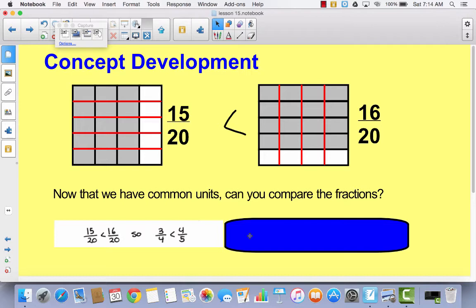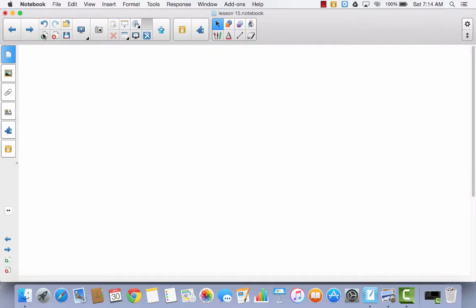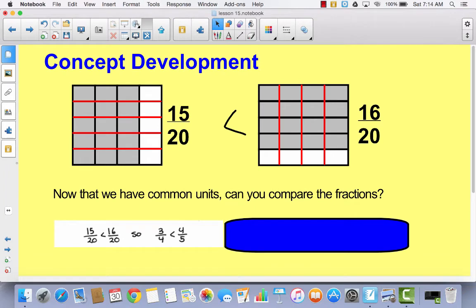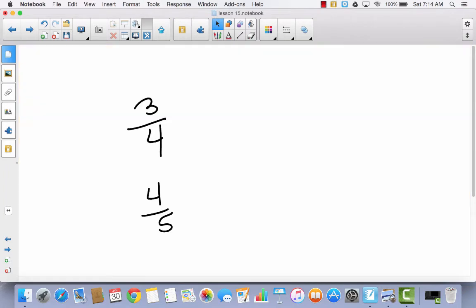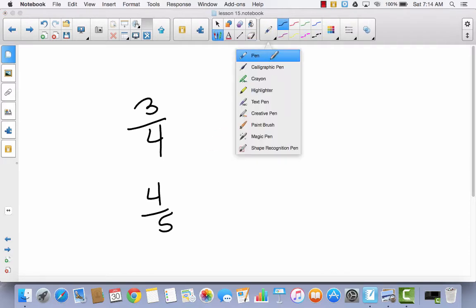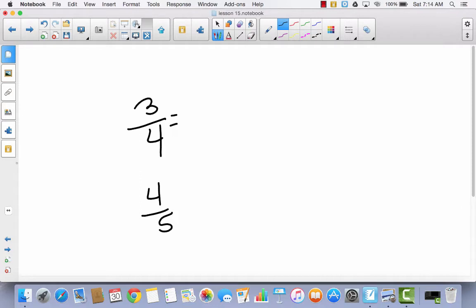Now let's talk about how we can show these two problems without drawing the models, because we've been using multiplication to find equivalent fractions, so we can do that too. Okay, so we started out with 3/4 and 4/5. Okay, now how can I take these and make them have a common denominator without drawing a model? I can use multiplication, right?